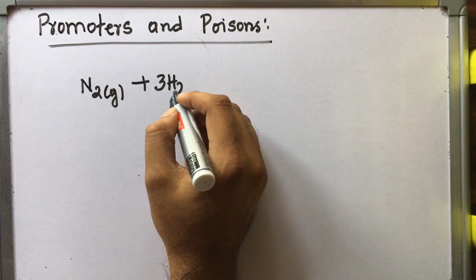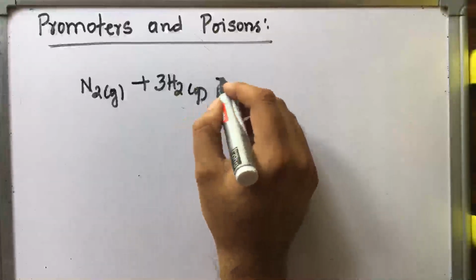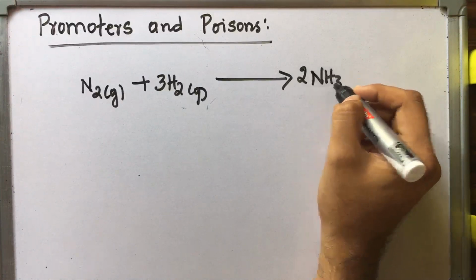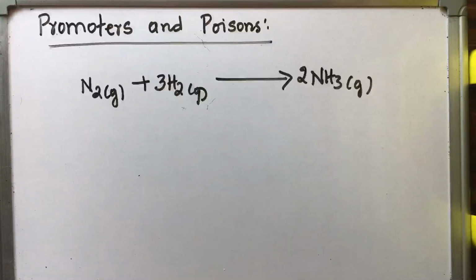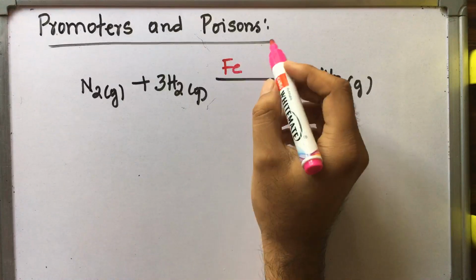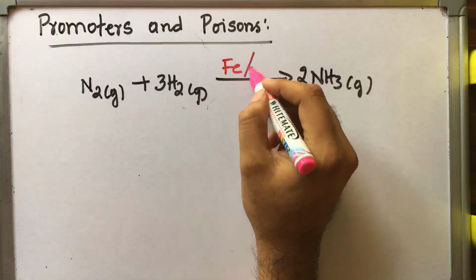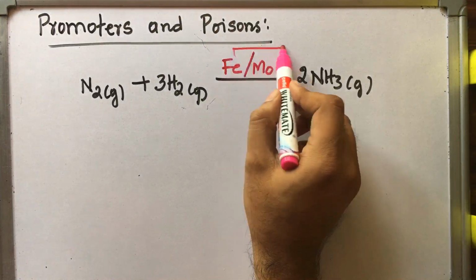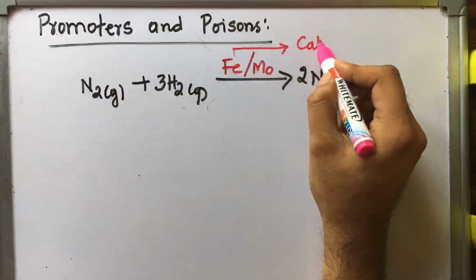Now, during the manufacture of ammonia by Haber's process, N2 gas and H2 gas are mixed to give NH3 gas, 2NH3. The yield of the reaction is very low and the reaction takes place very slowly. So we have to use a catalyst. In olden days, the catalyst used was iron. In order to increase the efficiency of iron, we added a substance called molybdenum. Iron is the catalyst.